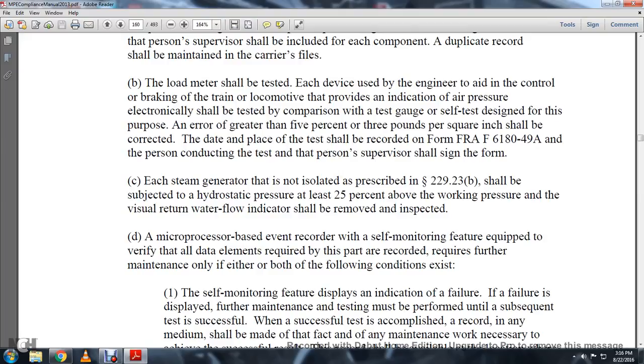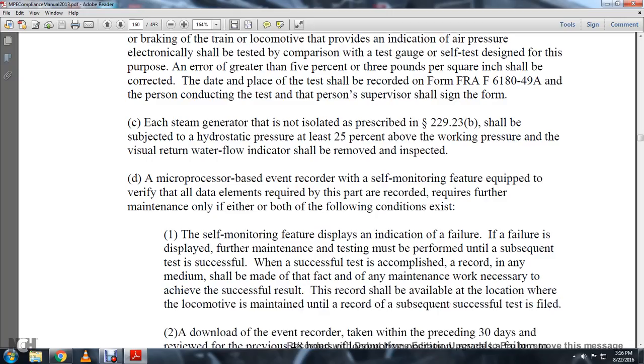B. The load meter shall be tested. Each device used by the engineer to aid in the control or braking of the train or locomotive that provides an indication of air pressure electronically shall be tested in comparison with a test gauge designed for the purpose. An error of greater than 5% or 3 pounds per square inch shall be corrected. The date and place of the test shall be recorded on the form FRA 6180-49A. The person conducting the test or the supervisor shall sign the form.